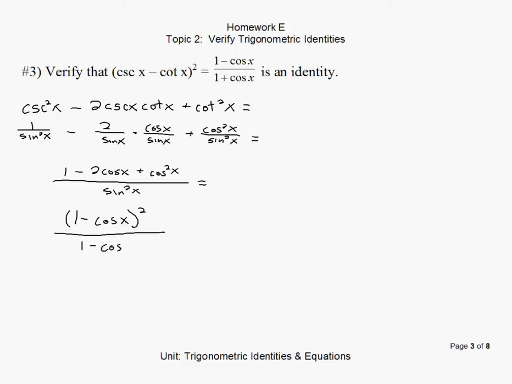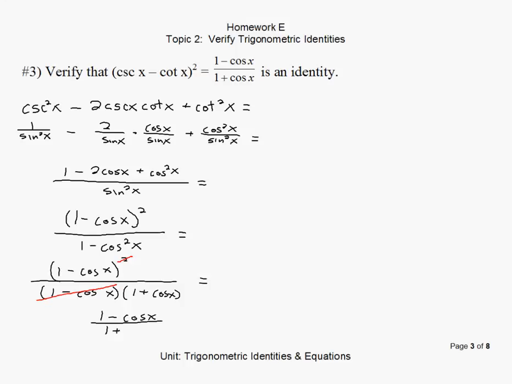This denominator, I'm going to change to 1 minus cosine squared of x. That's a Pythagorean identity. I'm doing that because I'm trying to get a cosine in the bottom as the answer. My denominator factors. It's the difference of 2 squares: 1 minus cosine of x times 1 plus cosine of x. Now I can cancel 1 minus cosine of x from the top and the bottom, which gives me what the right side was from the beginning.